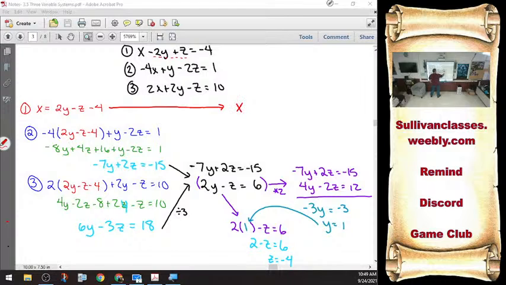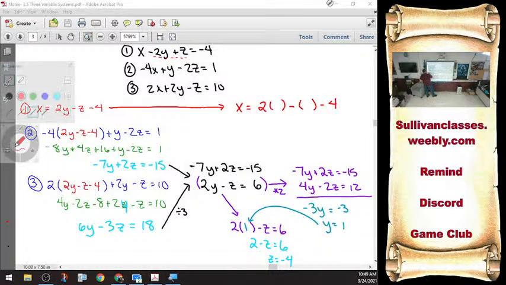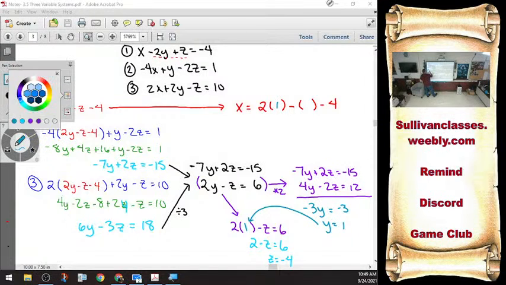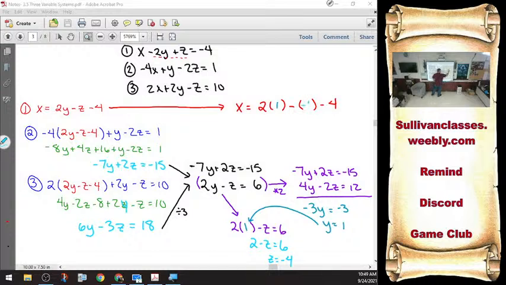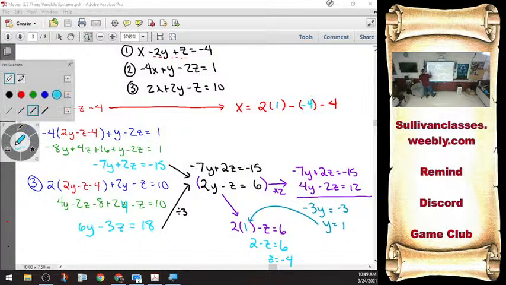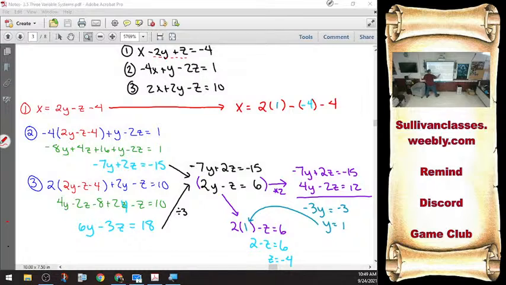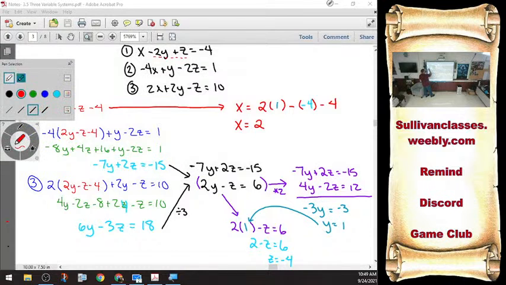And say x is 2 of those minus 1 of those minus 4. I know that y is 1. I know that z is negative 4. I smash it all together and say 2 plus 4 is 6. 6 minus 4 is 2. Now at the very end of the problem, don't just quit there.